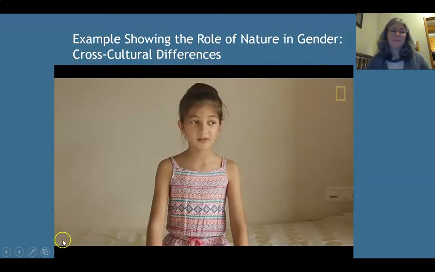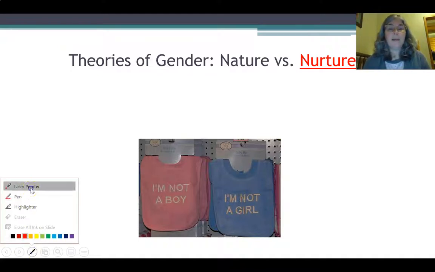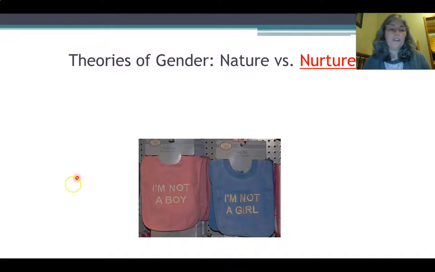All right, we'll stop there. But you can see again that there's a lot of different views on gender differences based upon where you're raised. So speaking of where you're raised, let's take a look now at nurture.